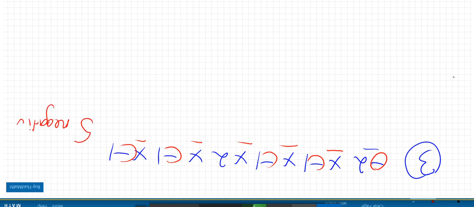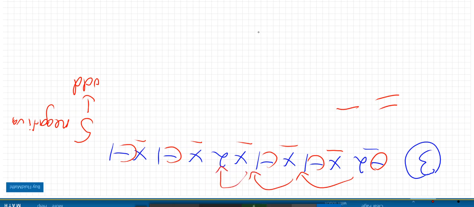Now, I know 5 is an odd number, and therefore, if my answer has an odd amount of negatives, it'll be a negative. And now, once you've done that, forget about the negatives, just multiply your numbers. What is 2 times 1? That is 2. Then 2 times 1 is 2. 2 times 2 is 4. 4 times 1 is 4, and 4 times 1 is 4. So my answer is a negative 4.